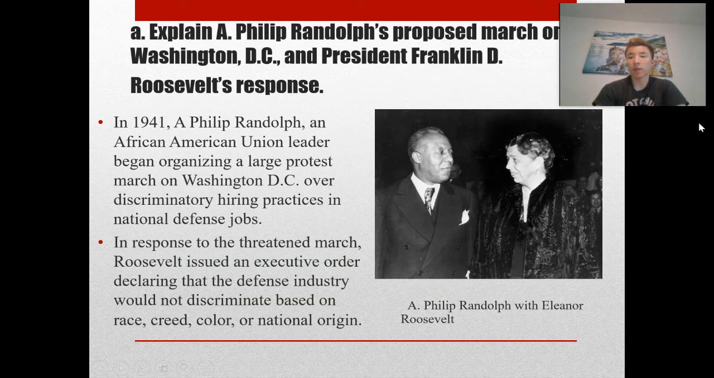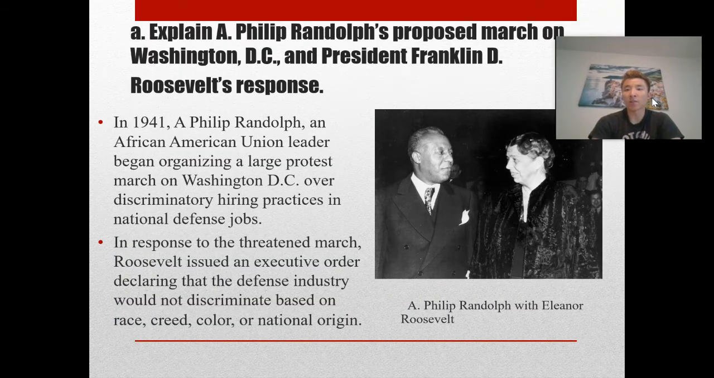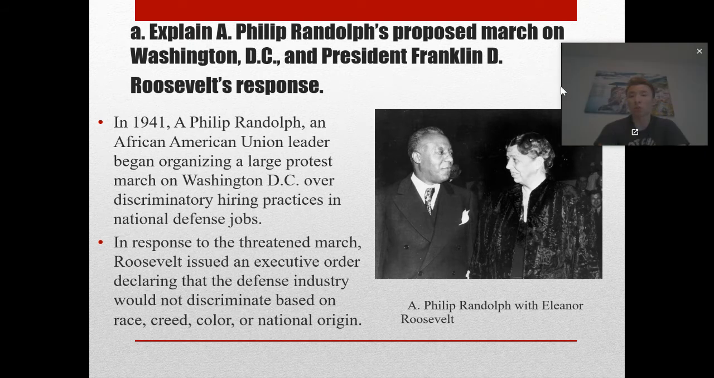So domestically, of course, the United States still has issues with social justice and discrimination. One important person who is oftentimes not discussed in U.S. history as far as trying to advance civil rights is A. Phillip Randolph. He at one point was considered by the Federal Bureau of Investigation, or the FBI, as the most dangerous black man in America.